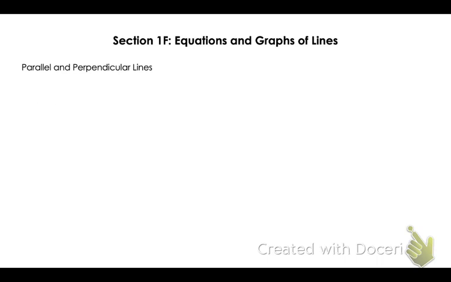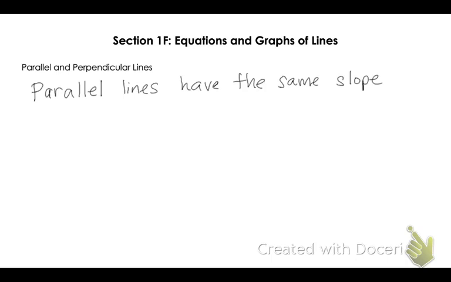Okay, so parallel lines have the same slope. Okay, so they might be both a 2x or a 5x, whatever that slope is, that number that's attached to the x is always going to be the same for parallel lines.